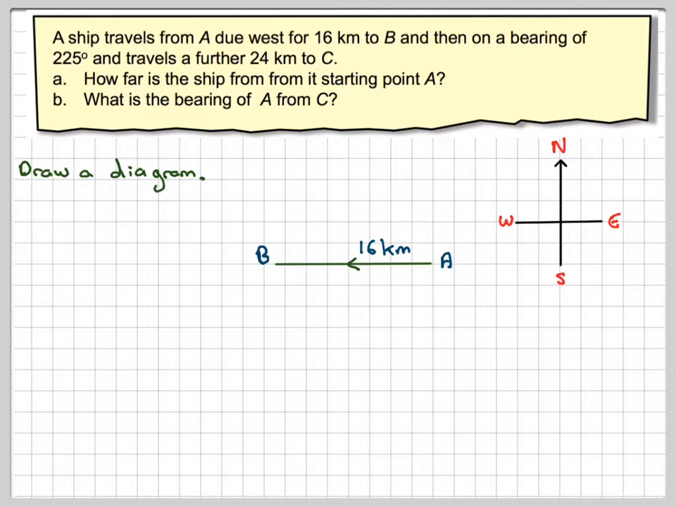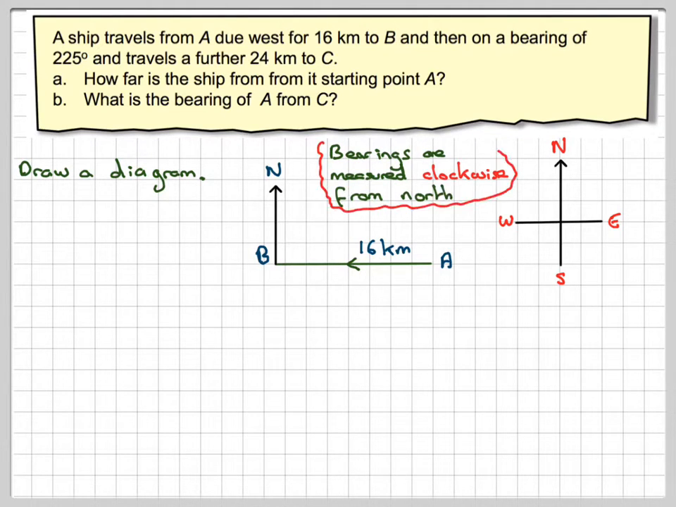Now, what is a bearing? Well, we need to draw in what's known as a north line, and bearings are measured clockwise from north, so they're measured around this way. So if we look at the compass, from there to there is 90, from there round to south is 180, and from there round to west is 270. So my bearing of 225 is going to be somewhere between here. I just need to draw it roughly in the right direction.